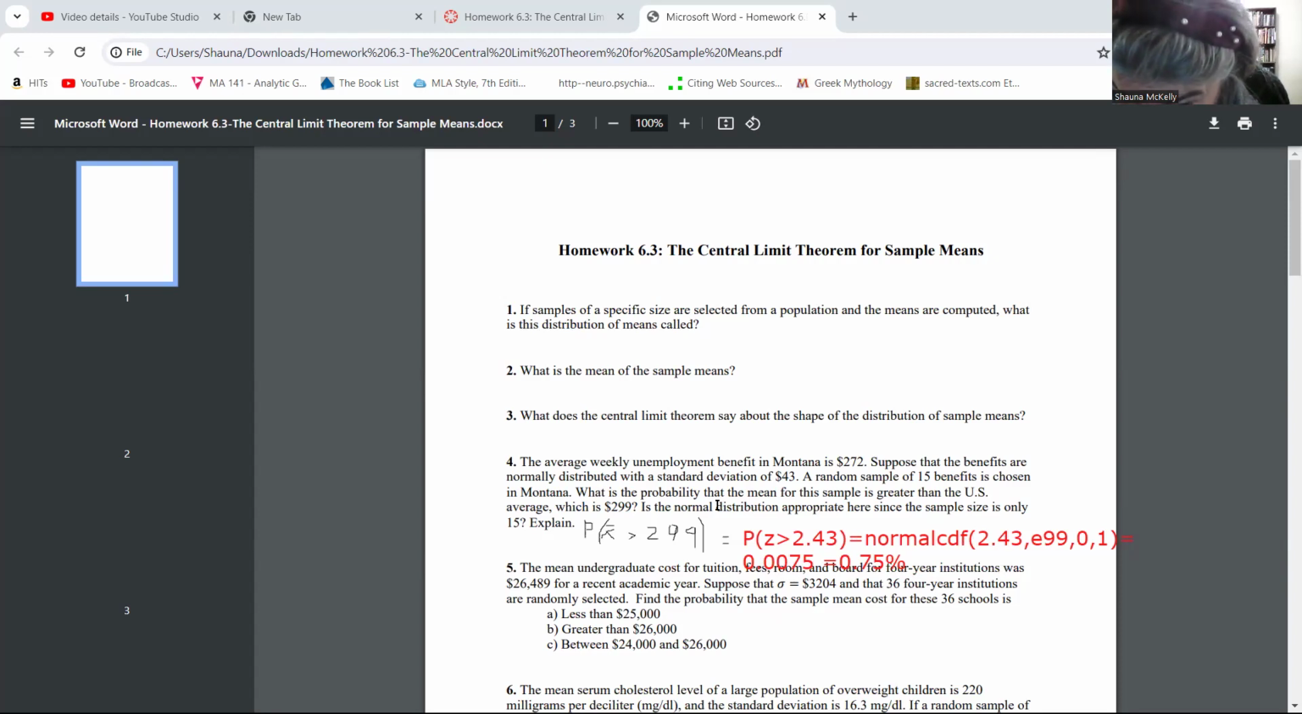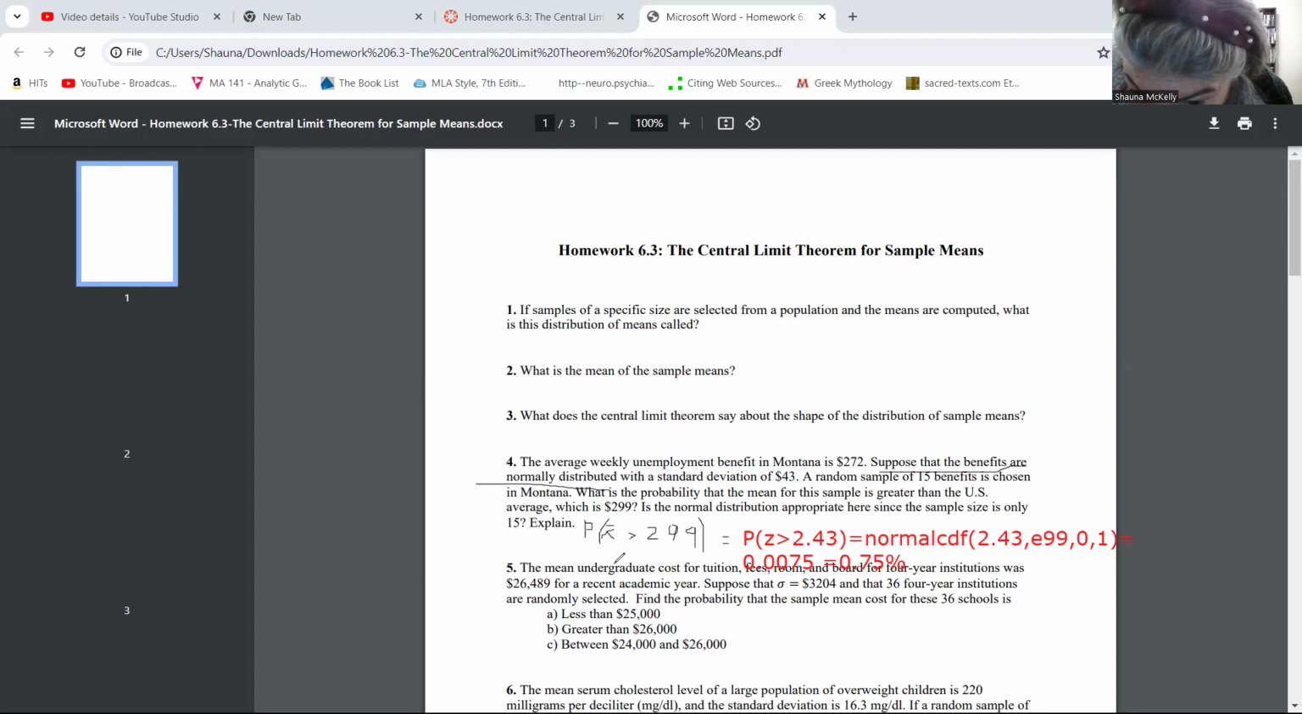Now, there is one other aspect to this problem. Is the normal distribution appropriate here since the sample size is only 15? Yes, it is, and here's the reason why. It says, suppose that the benefits are normally distributed. They came from a normally distributed population, so any sample that comes from that will also have to be normally distributed. If it were not true, then you could not assume that.